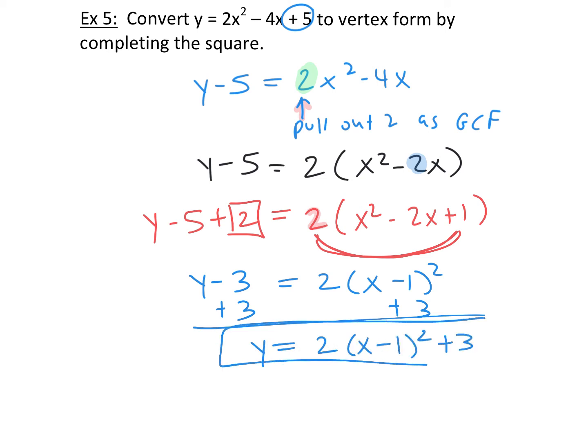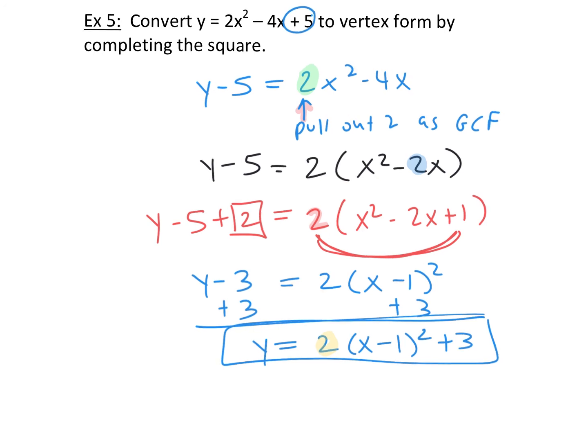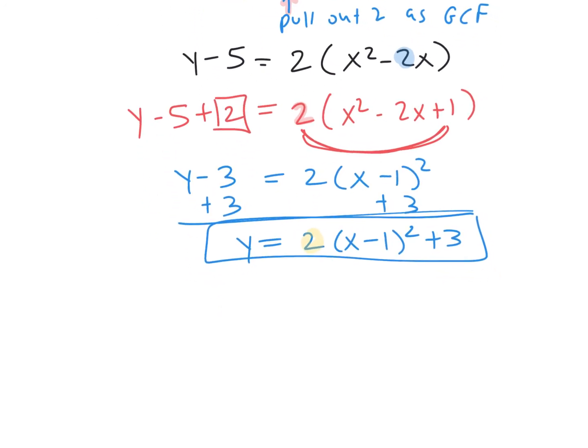So you're in vertex form, and you can see your a value here is a number that's greater than 1. A is 2, or not equal to 1. A is 2. So that tells me that the parabola is narrower than y equals x squared. And again, I could see the vertex, which is 1, 3.